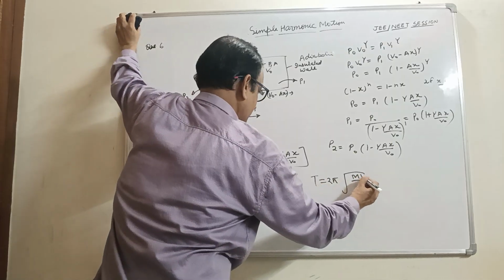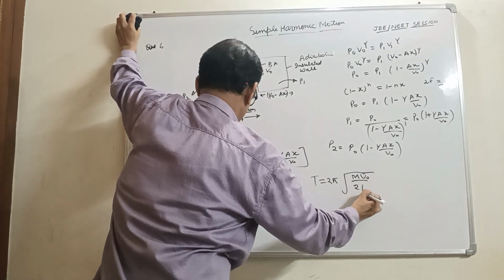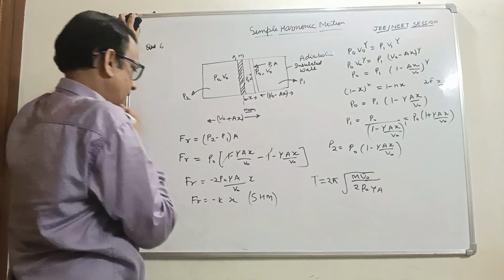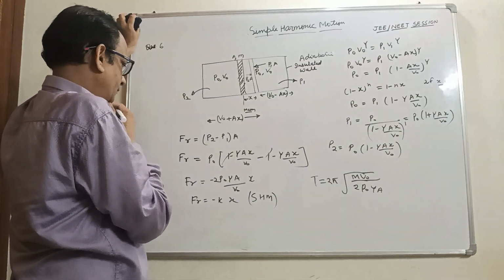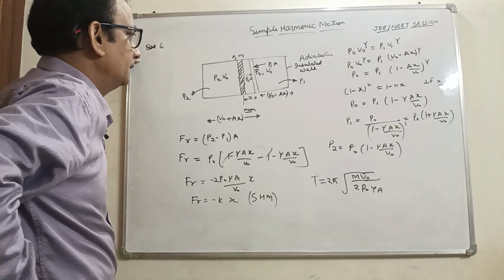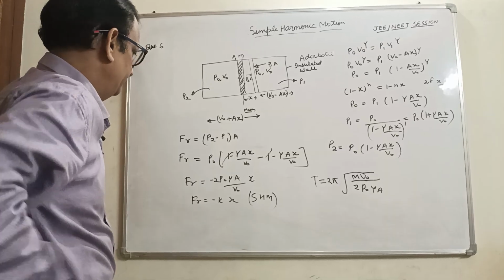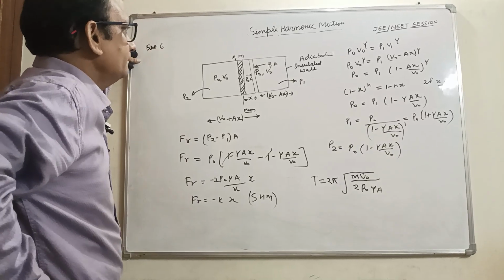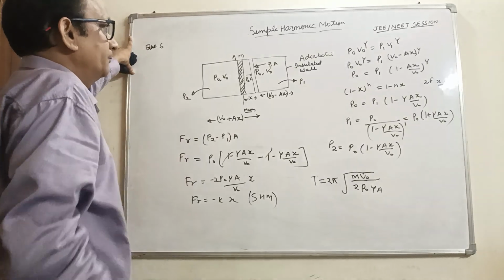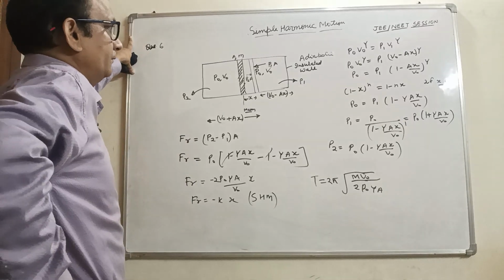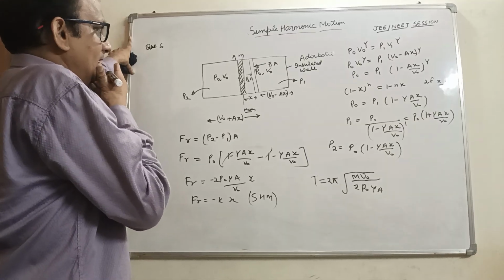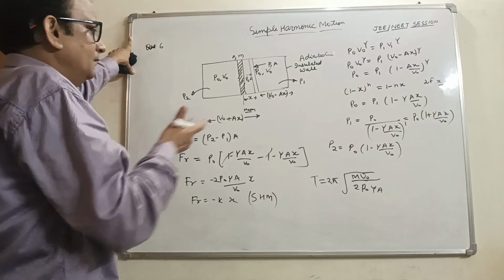So V naught, and this becomes 2 P naught gamma A. P naught gamma A, A into x, area into displacement, A into x, V naught, gamma x.